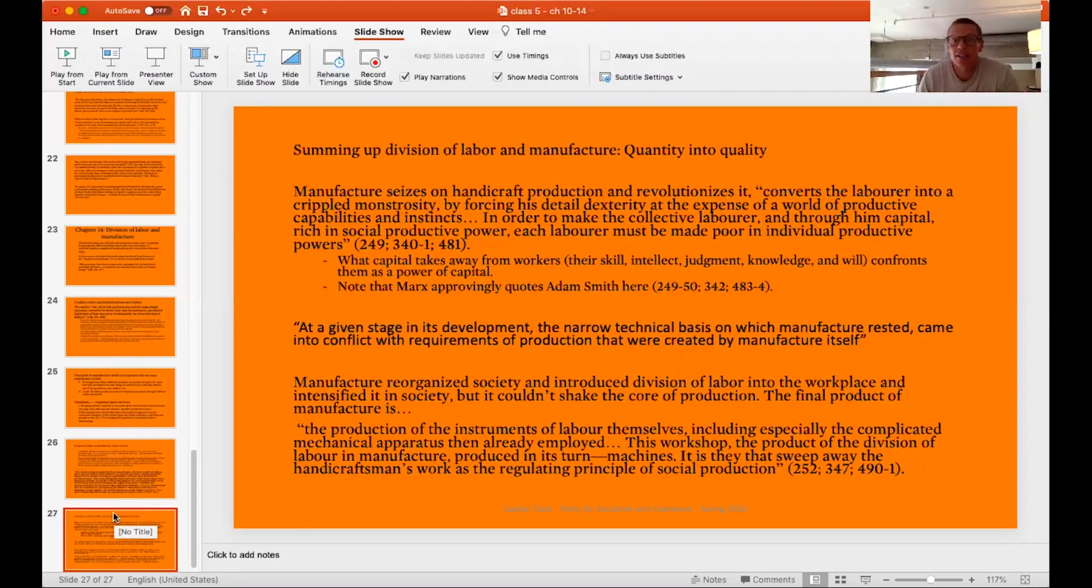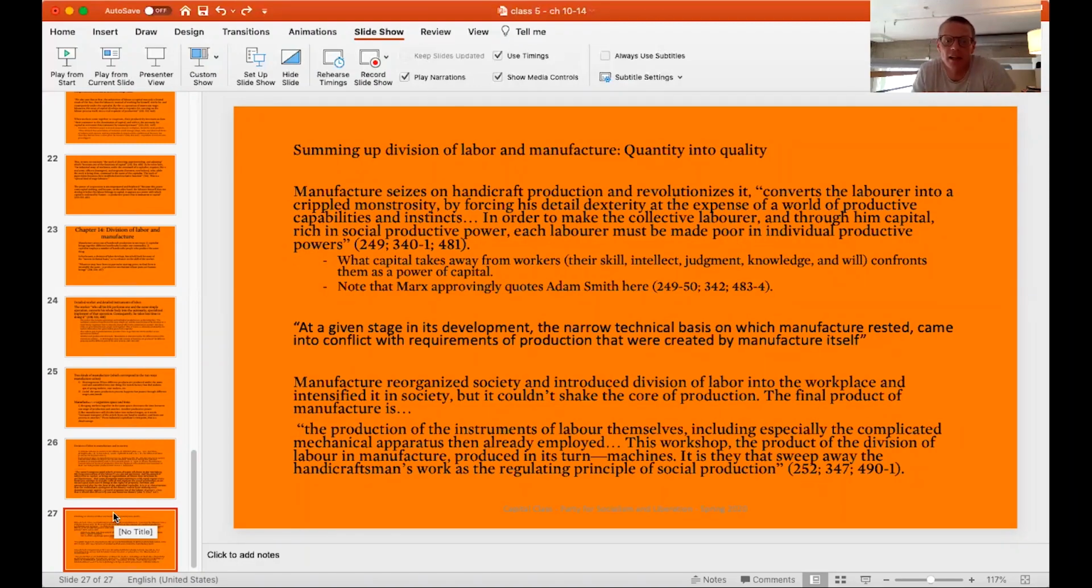So we see again the process of quantity into quality, where manufacture seizes on handicraft production and revolutionizes it. It converts the laborer into a monstrosity by forcing the detailed dexterity at the expense of a world of productive capabilities and instincts, so that the general overall artisan skill of the handicraftsperson is reduced. They're alienated from that, and they're made to perform the same task over and over again. But this in turn creates the collective labor, and through the collective labor, capital is rich in social productive power. Each laborer must be made poor in individual productive powers.